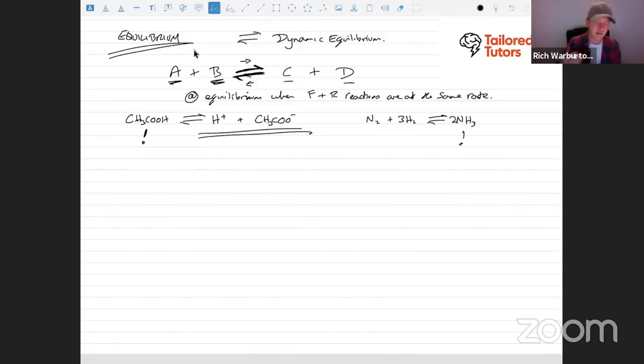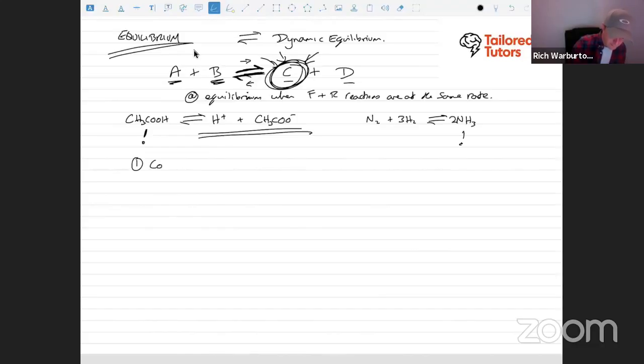We can actually change it by changing the conditions. We can shift it to the right-hand side, making loads and loads of products if we want. So if we wanted loads of C, that was our product that we want, we can actually manipulate it and shift it to the right-hand side. Now, there are a few things we can use to do that.